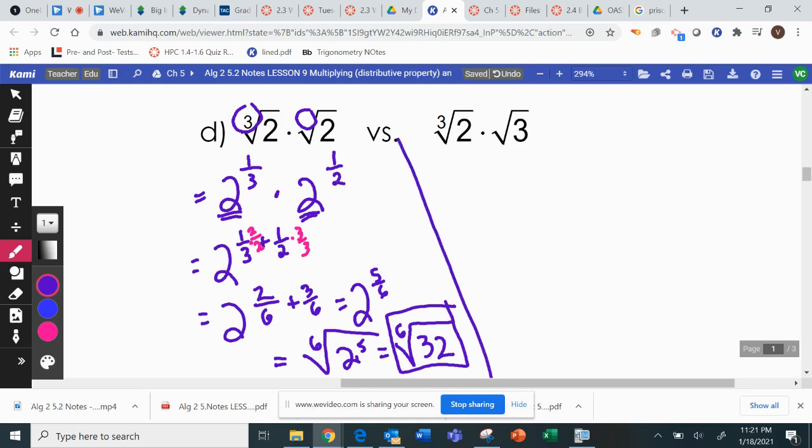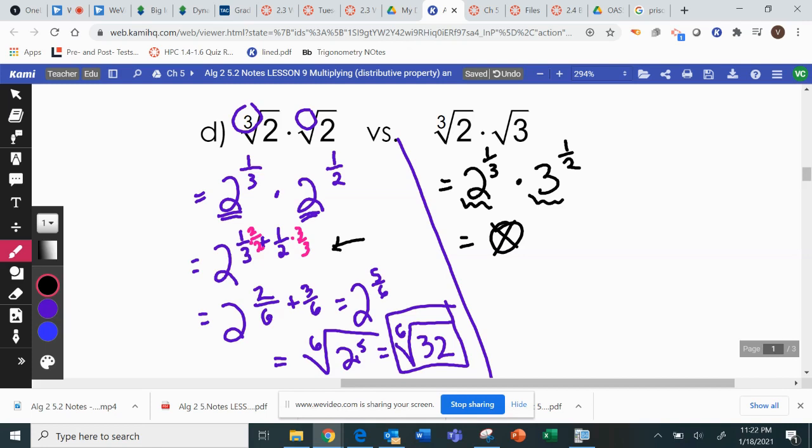All right, so that's one of them. The other one, we've got a cube root and we've got a square root. So again, these are different roots. So I'll go ahead and change them both into rational exponents, 2 to the 1/3, multiplied by 3 to the 1/2. And now we do not have like bases. So we can't do the step that we did here. We can't do that one. So there's really nothing I can do to this one.